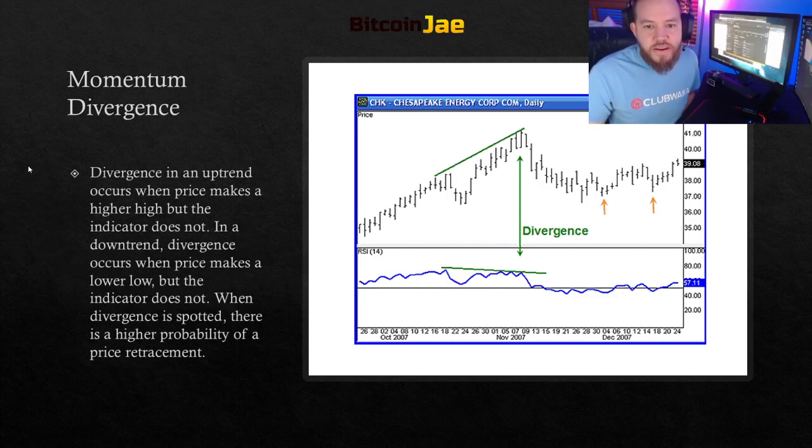Momentum divergence continued. Divergence in an uptrend occurs when price makes a higher high, but the indicator does not. In a downtrend, divergence occurs when price makes a lower low, but the indicator does not. When divergence is spotted, there is a higher probability of a price retracement. So here you can see we have a lower high and a higher high, but on the momentum indicator, we have a lower high and a higher high, and here we have a higher high and a lower high. So price action and momentum do not match here, which caused a drop back down to support and consolidation.